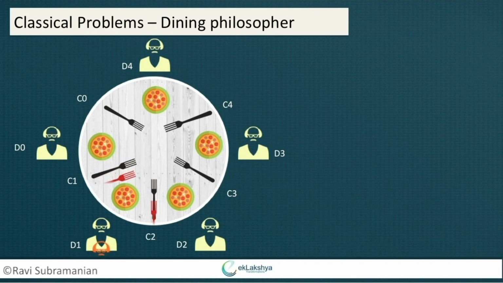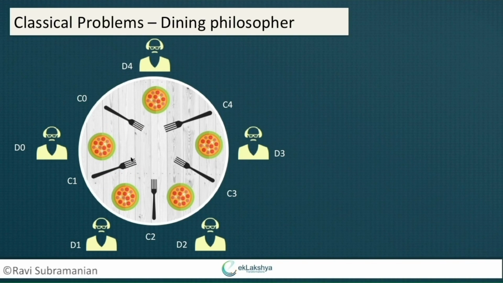If the philosopher has picked up the left chopstick and the right chopstick is not free, he is going to wait. Or if the philosopher does not have any of them free, he is going to wait. If the philosopher gets both, for example, if D0 has got both C0 and C1, he will start eating, and once he finishes eating, he will put down the chopsticks.